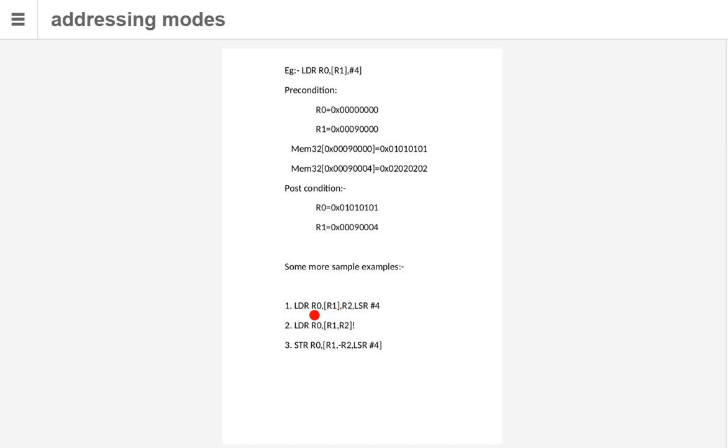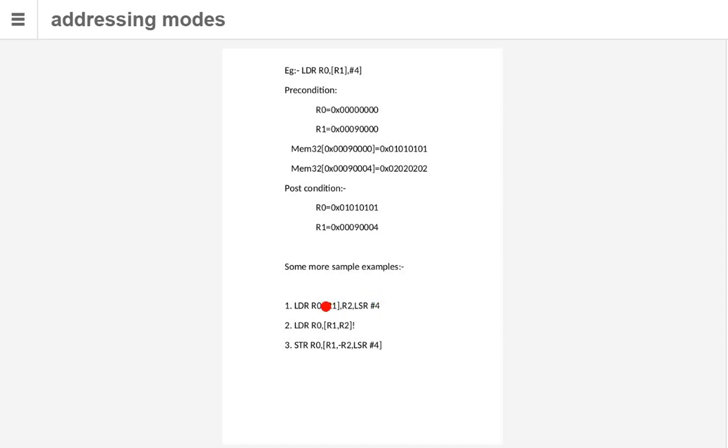Now, the complete instruction we'll explain one more time. LDR is load into register some content from an address location. So where is the address location? The address location is R1. Because R1 is given in square brackets, you will just take the content of R1 to R0. After that, you will change R1 to R1 plus R2 LSR #4.